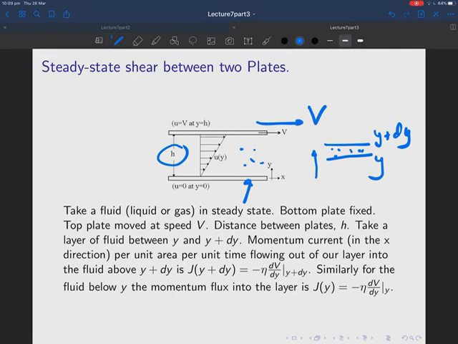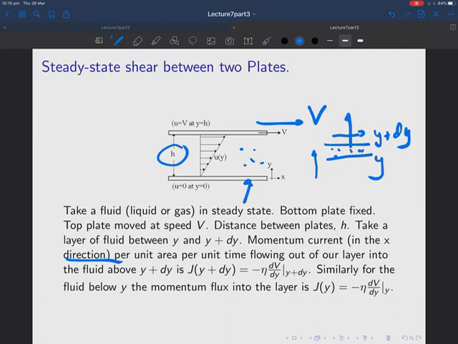So what we derived is the momentum current. The momentum current in the x direction is given by, flowing out of our layer, j of y plus dy. So there's a momentum current in this direction.